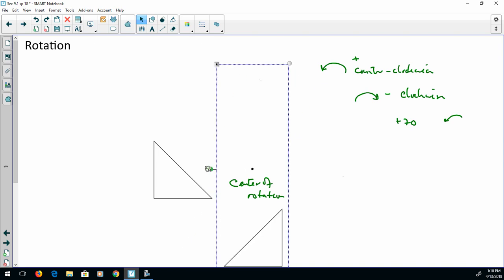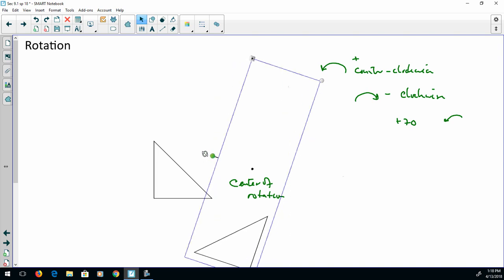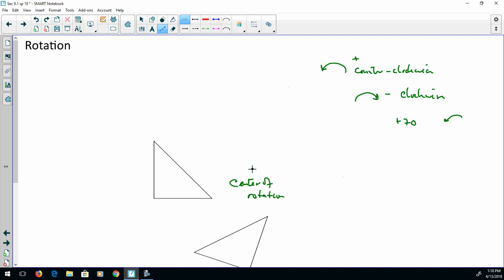If you've got some sort of rotation around a pivot point like this, a center of rotation, you can determine the degree of rotation by looking at the degree of the angle that's made by an original point and its image.